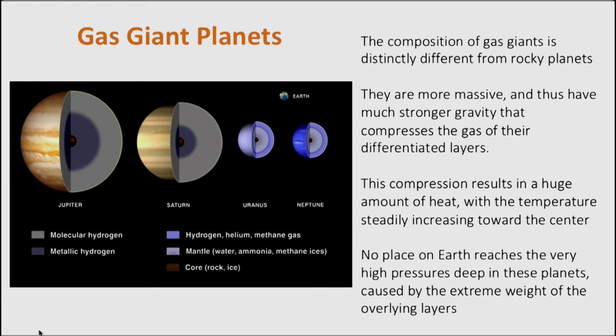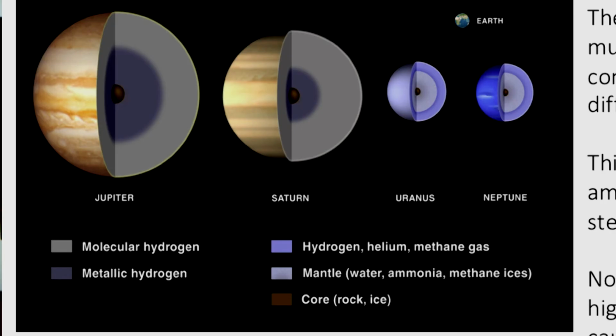Gas giants have a different composition and structure from rocky planets. They have much stronger gravity, of course, which compresses the gas and differentiates it in a way that we never see in the inner solar system. The compression leads to a large amount of heat, with the temperature steadily increasing towards the center. When infrared observations were first made of Jupiter 30 years ago, they showed that the infrared radiation from Jupiter was larger than the amount expected given its distance from the Sun.